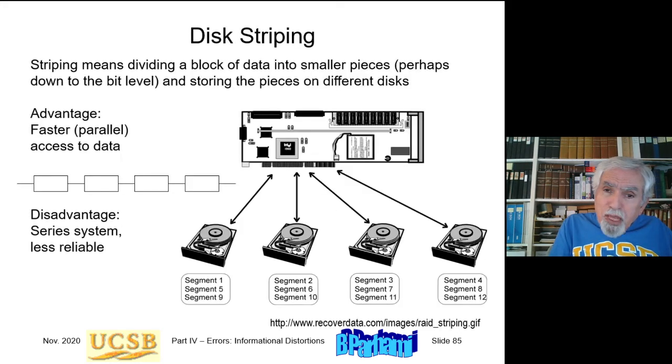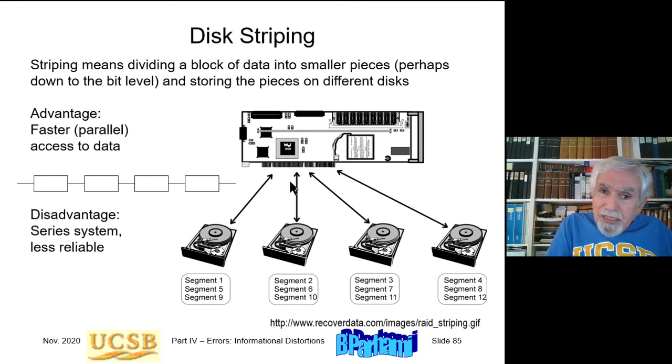Now, disk striping is used to increase the data throughput from the disk. So if you have a file that you want to store, instead of storing the entire file on one disk drive, divide it into pieces, segments, and then store each segment on one of these disks.